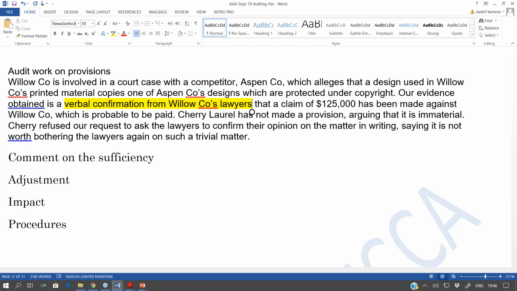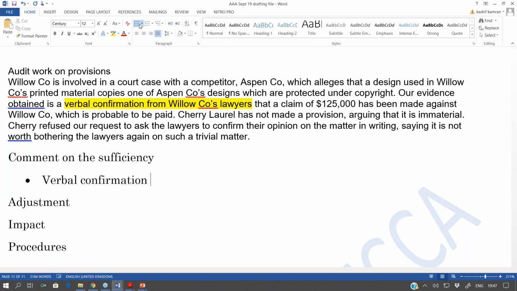Right? So can you pick up the comment on the sufficiency? Verbal confirmation is not sufficient, and can you think about why? I'm not writing the full answer, right? You should be writing it yourself, but I'm just giving you a hint. Verbal confirmation is not sufficient, and think about the why to complete your 1 mark, right?